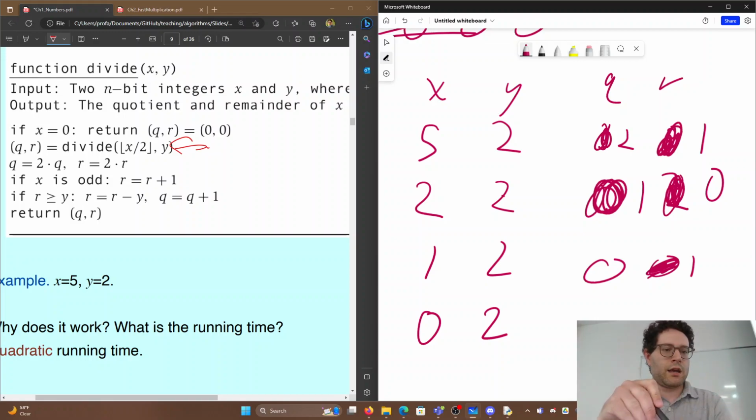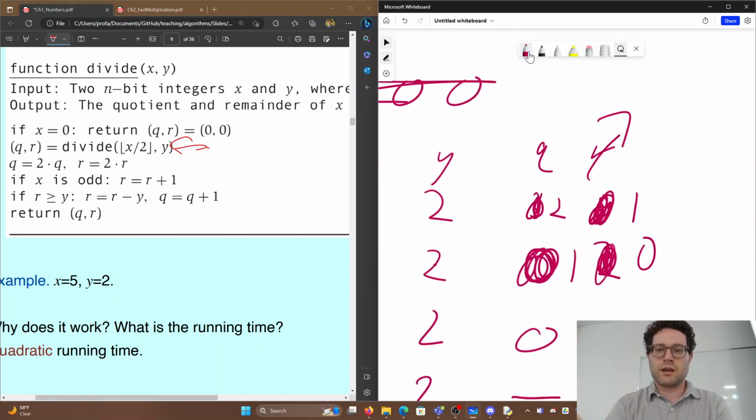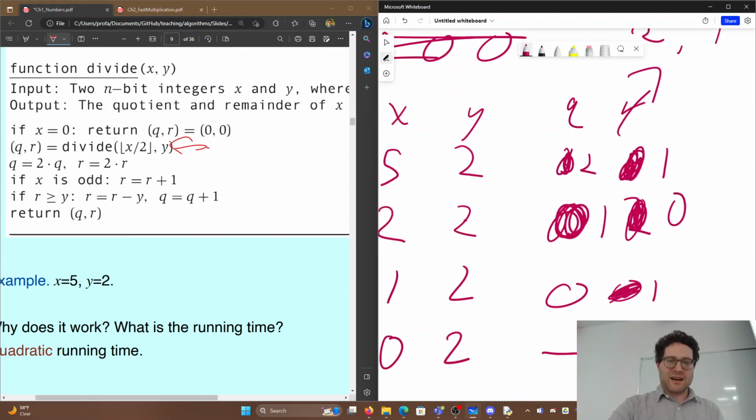And then is R greater than or equal to Y? No, it is not. So now we return quotient and remainder. So now the answer is 2, remainder 1. And that's fairly easy to check, right? It's 5 divided by 2. It's 2, remainder 1. Okay.